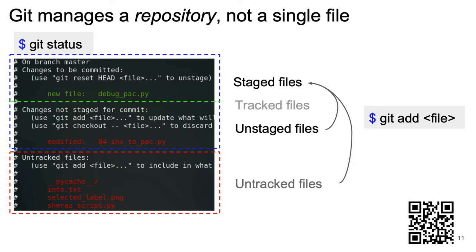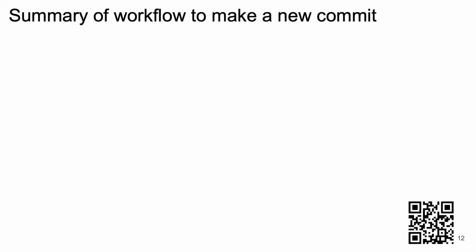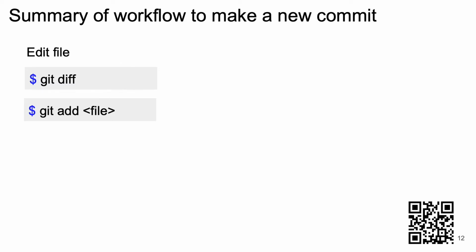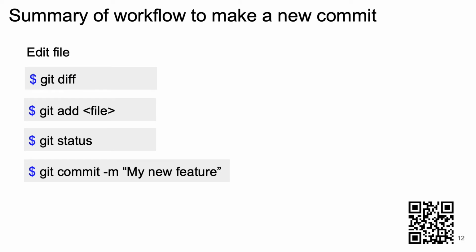All right, so here's a summary of the workflow to make a new commit. You edit your file, you do whatever you want to do in the editor. Then you say git diff, and it'll tell you, okay, this is what has changed. And you add the files, the changes that you want to be added to your commit. And then you check with git status if that is indeed the file that you want to commit, and if it is in the staging area. And then you say git commit -m, and the name of your commit message.